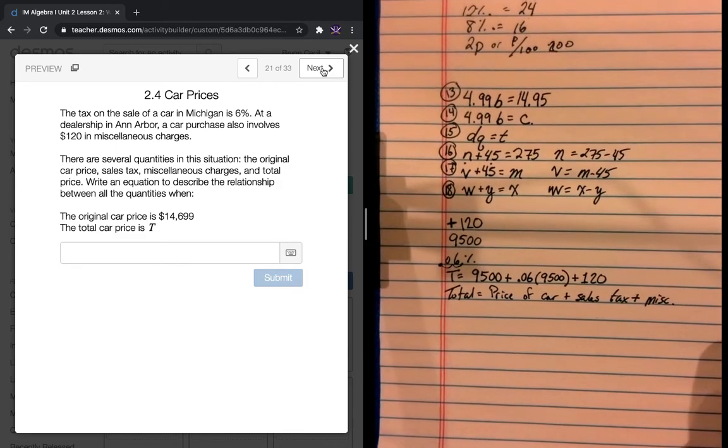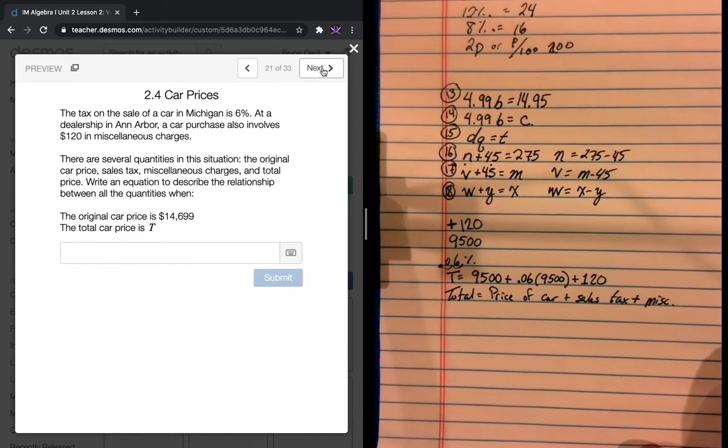21. All right, let's look here. It's a 6% sales tax. Involves the 120 charge. There's several quantities. We see that. Write a description or write an equation to describe the relationship.